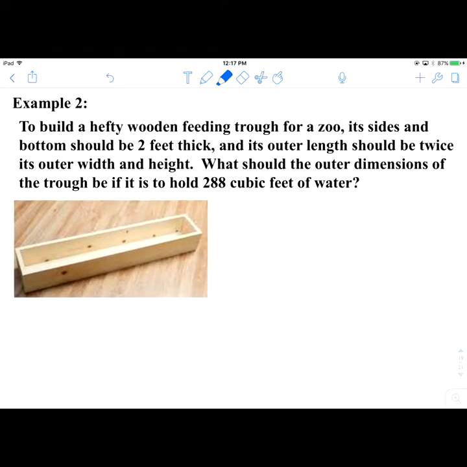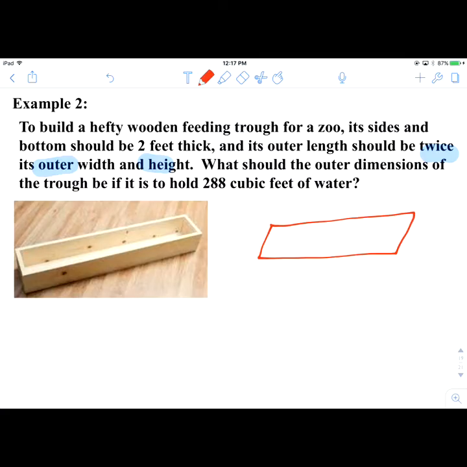Example 2 says to build a hefty wooden feeding trough for a zoo, its sides and bottom should be 2 feet thick, and its outer length should be twice its outer width and height. So based on this information, it's describing a 3D picture, and there's a picture right there. But let's go ahead and draw another illustration so that we can see the dimensions more clearly.